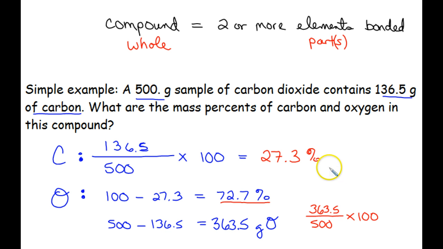Now, if the problem has 3 or more elements, you can't do that. You're going to have to actually take each individual mass, like this part, and calculate. So the big things to remember is that the percent is the part over the whole times 100. The part is the element, the whole is the compound that you're analyzing.